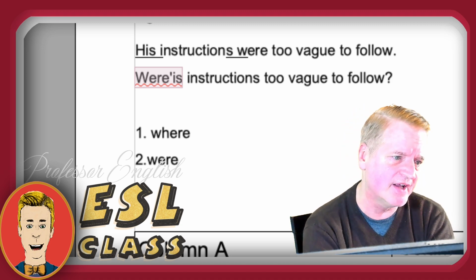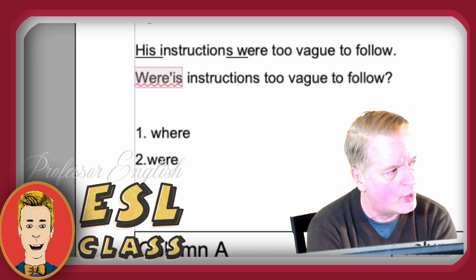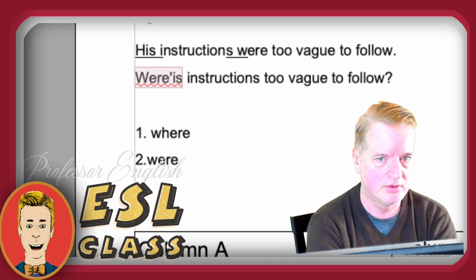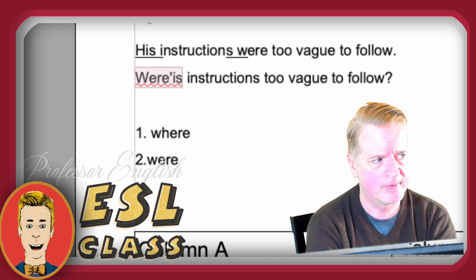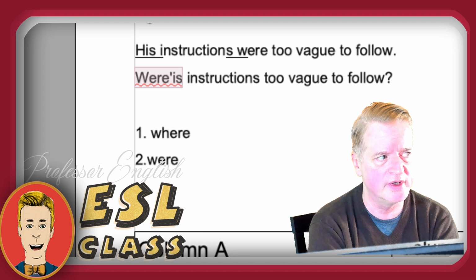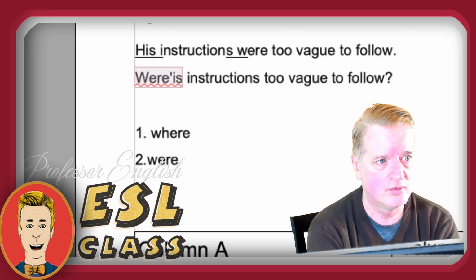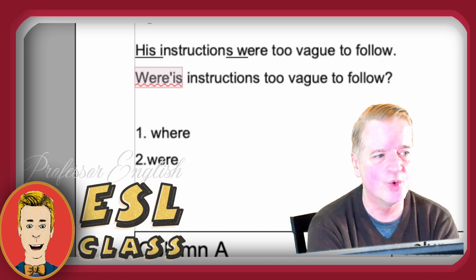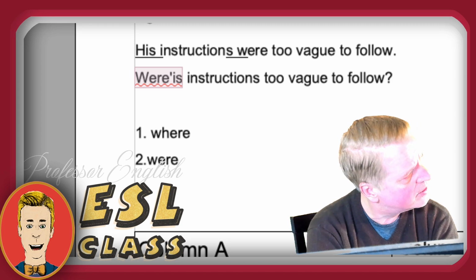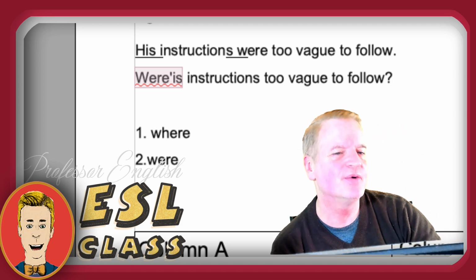Mohammed, can you try to say that? Instead of no his, you say no is. No is. Noah's instructions weren't too vague to follow. Noah's instructions were too vague to follow. Weren't. Negative. It has to be negative. Noah's instructions weren't too vague to follow. Okay, that was pretty good.